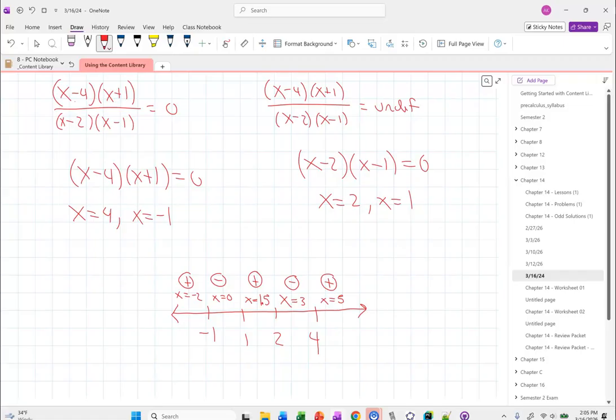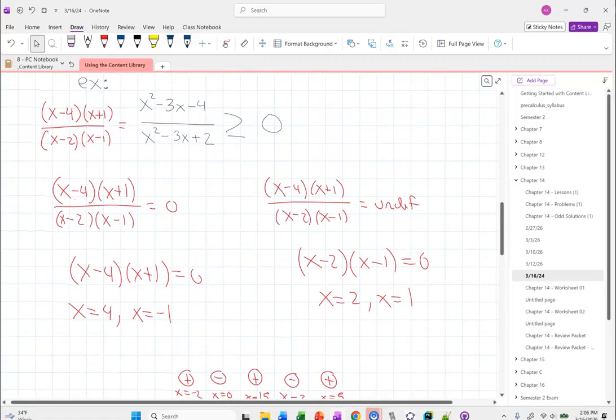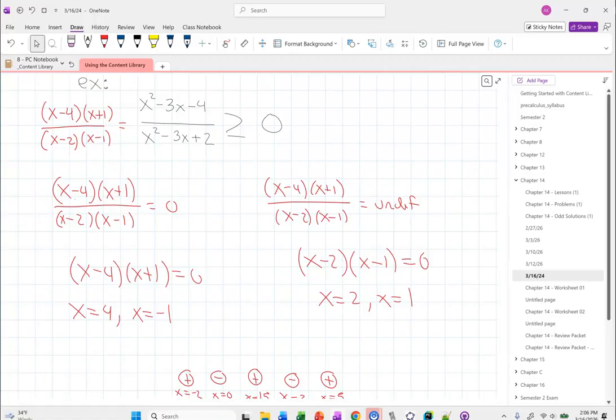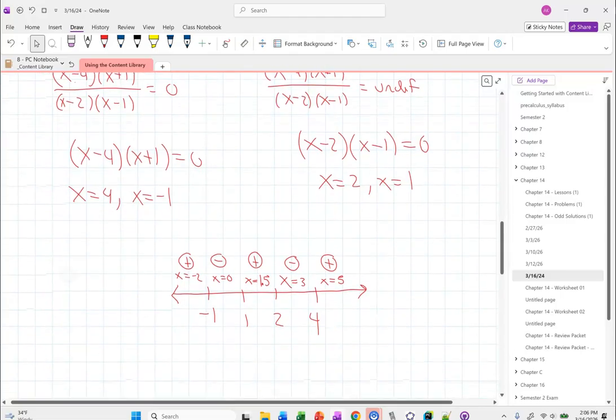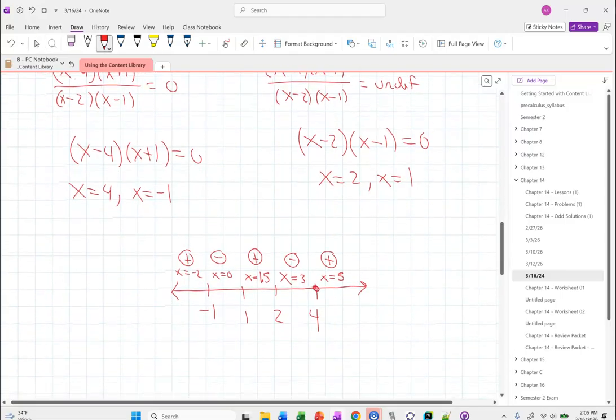Is everybody good with how I've assigned the signs here? That was the same as always, right? A little more place to plug in, but not a big deal. Now we need to decide whether things are open or closed, right? If I plug 4 in, I'm going to get 0. Is 0 greater than or equal to 0? Yes, so the 4 should be closed.